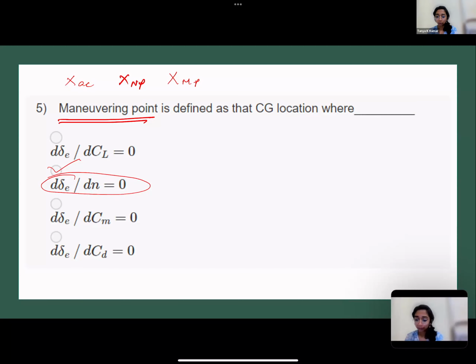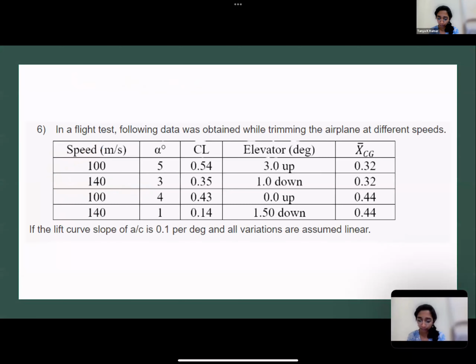Okay, let me tell you. Aerodynamic center is defined where pitching moment is constant. Perfect. So aerodynamic center is defined for the wing. It is a point where pitching moment is constant with respect to alpha. Now, the similar point for the entire aircraft is known as neutral point. That's the only difference. All right, let's go to the next question.